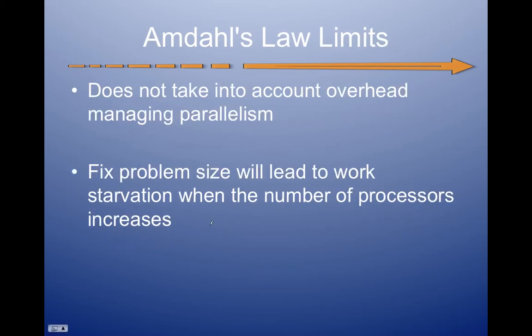Amdahl's law doesn't tell everything. For instance, it doesn't take into account the overhead of managing parallelism. It considers that f over p, the execution time for the parallel part, doesn't change as p increases, but in practice you have some overhead to manage parallelism, so this is not taken into account. So Amdahl's law is really stating an upper limit. And when you have a fixed size problem, you will have some work starvation. At some point you have too many processors for what you have to do. Amdahl's law is not taking that into account either.